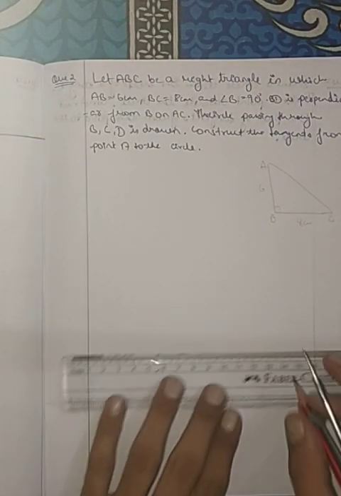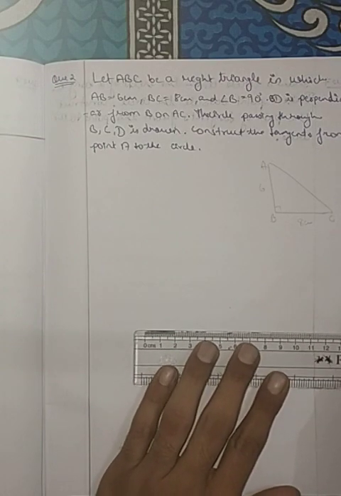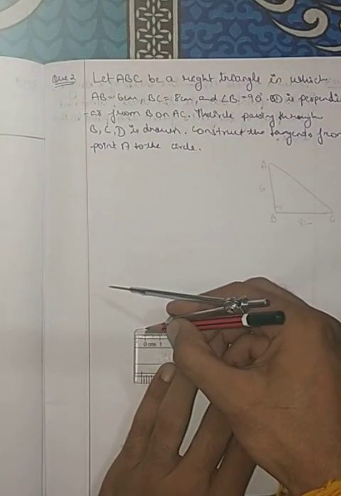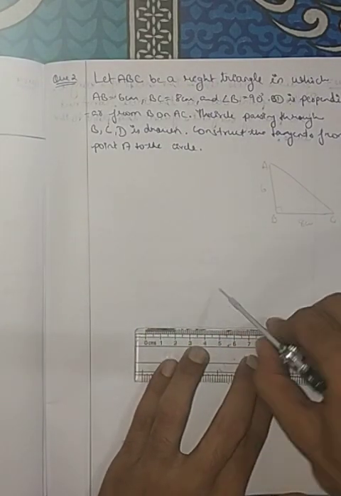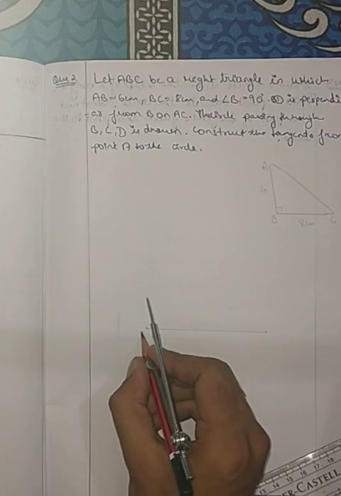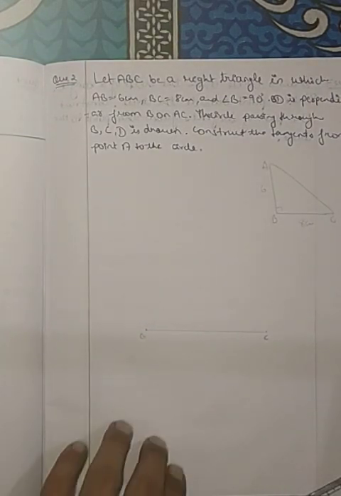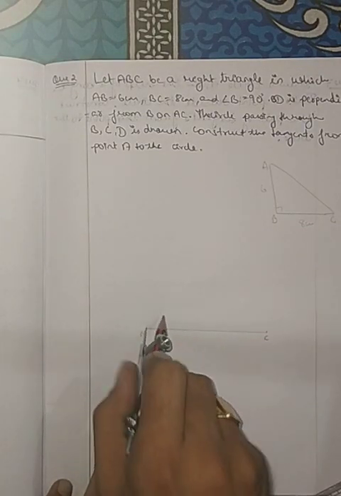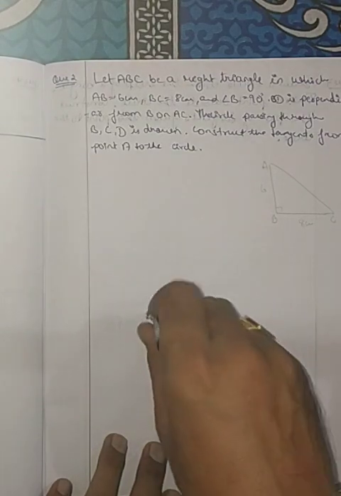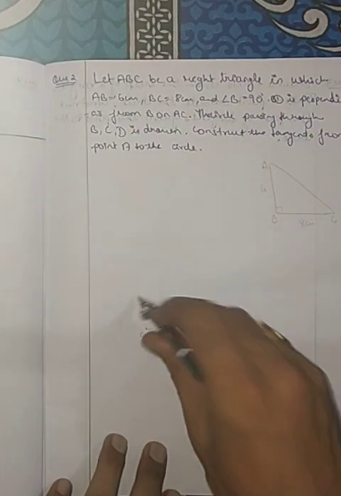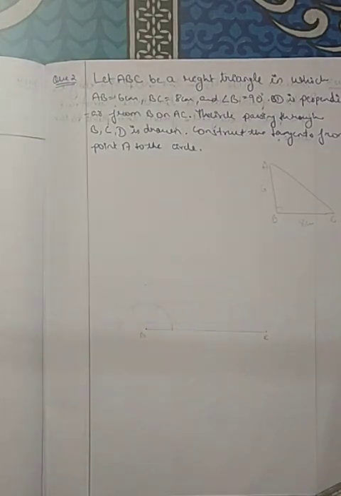Let's start. First I will be drawing BC. Make sure you are doing this construction in the middle of your copy. BC is 8 centimeters. This is B and this is C. Now on B we have to draw 90 degrees. You already know how to draw 90. First mark 60 degrees, 120 degrees, then 90 degrees.